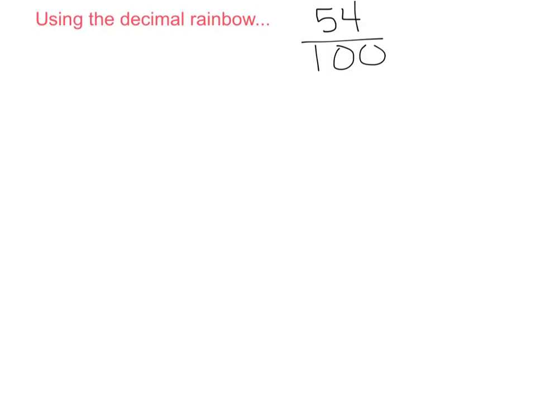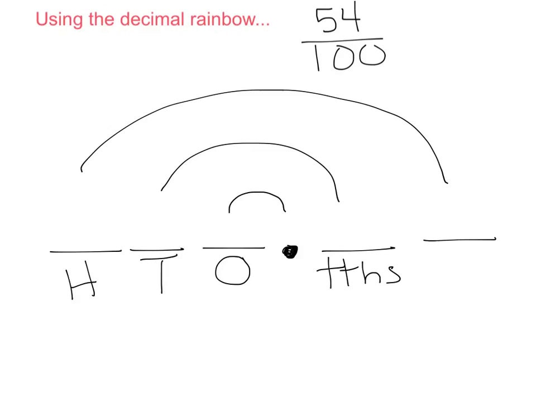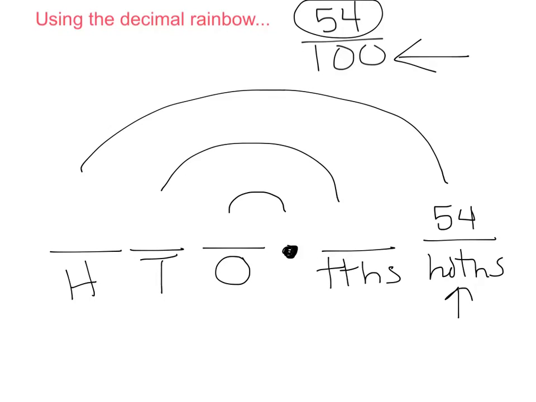Alright, let's do one more problem where we're given 54 hundredths. So again, I start with my rainbow. The ones goes to the decimal point. The tens goes to the tenths. And the hundredths place goes to the hundredths place. So when I look at my denominator, I know that it goes to the hundredths place because I have 100 in my denominator. But when I look at my numerator, I have 54. Well, I cannot write 54 in the ones place like that.